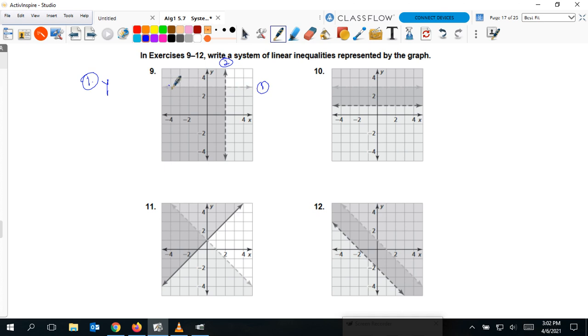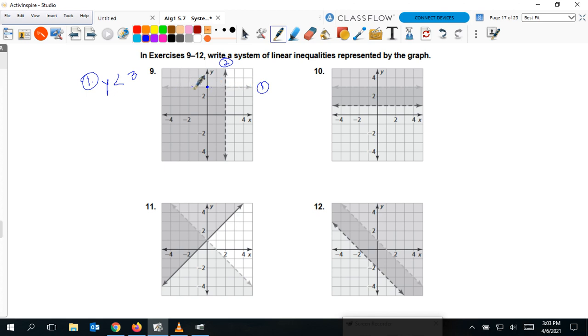Where is this going through? It's going to be y because it's going through the y-axis. It's going through right here at 3. So we know it's going to be 3, but now there's going to be an inequality sign in between the y and the 3. Where is the shading? You can see obviously the shading is not above it, it's below the line. So it's definitely less than.